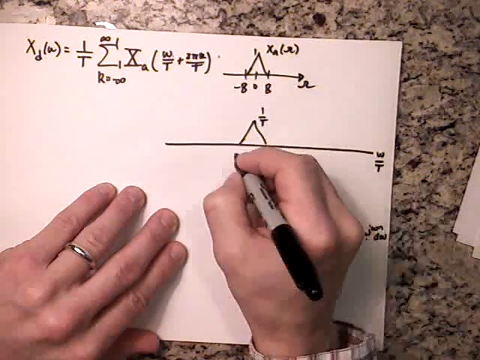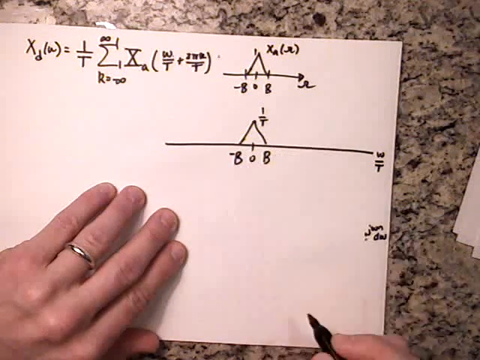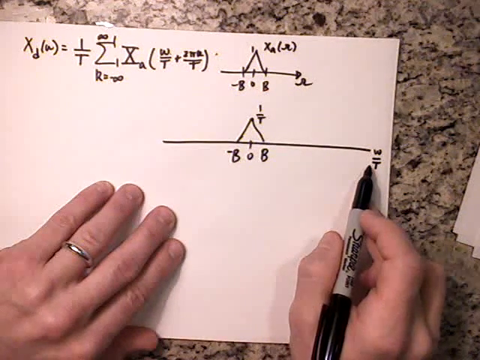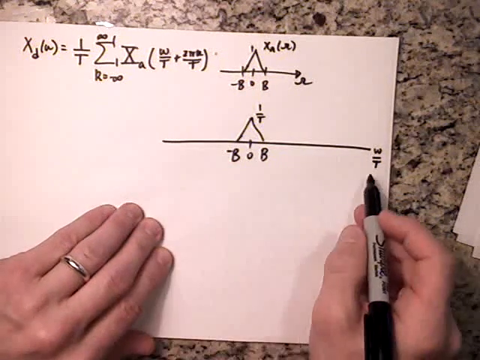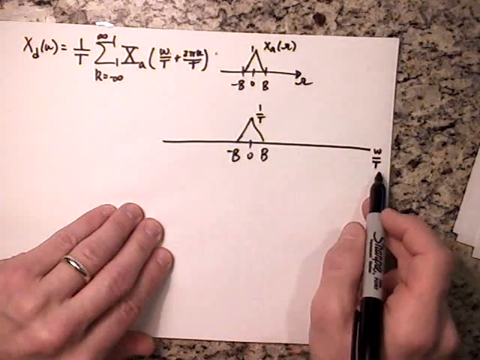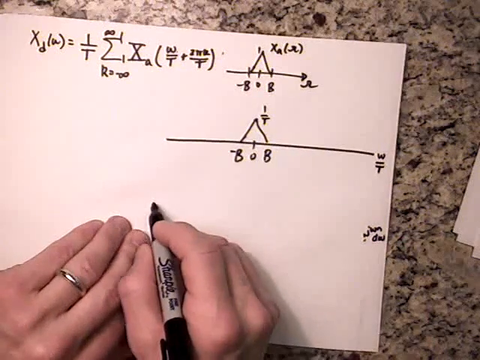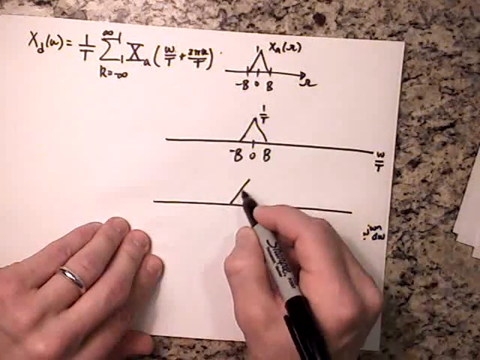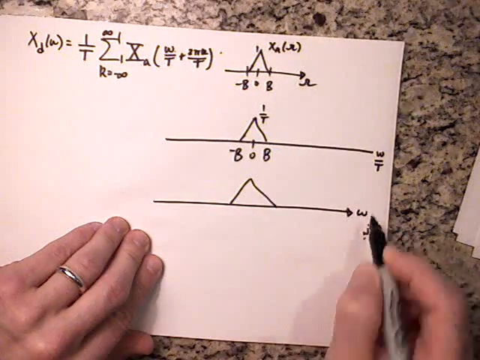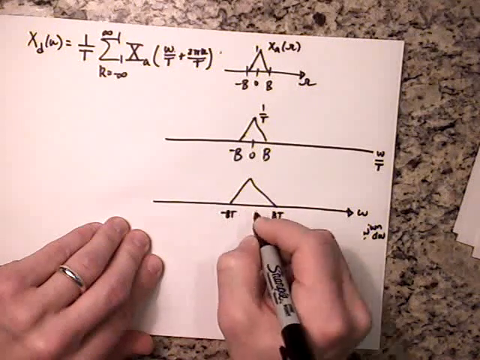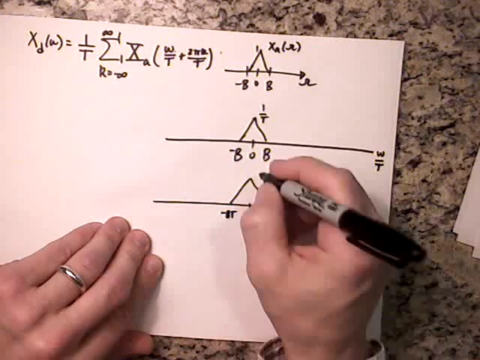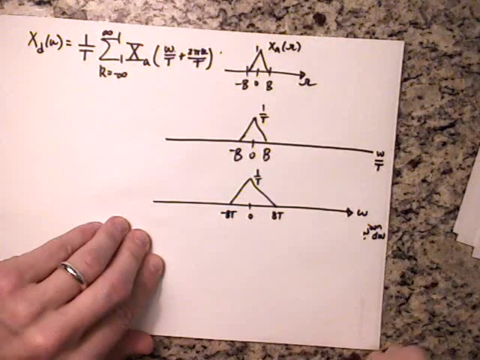So this is b and minus b, and this is 0. But if I want this not to be a function of omega over capital T, but rather a function of omega, I then have to multiply this axis by capital T. So if I want to write this as a function of omega, then this becomes b times t and minus b times t. 0 times t is still 0. This is height 1 over t.